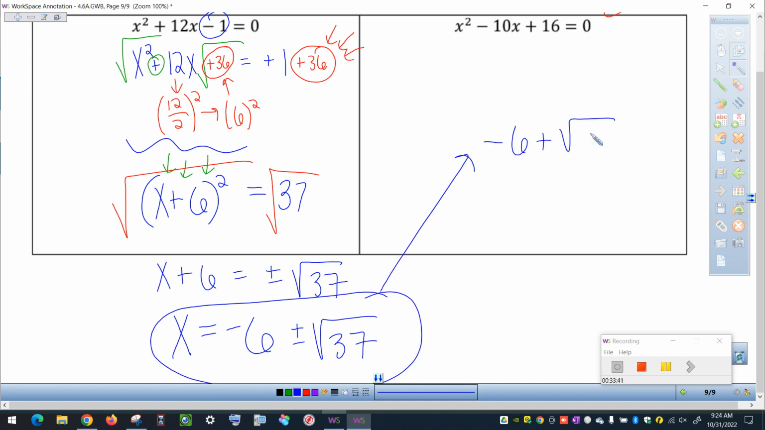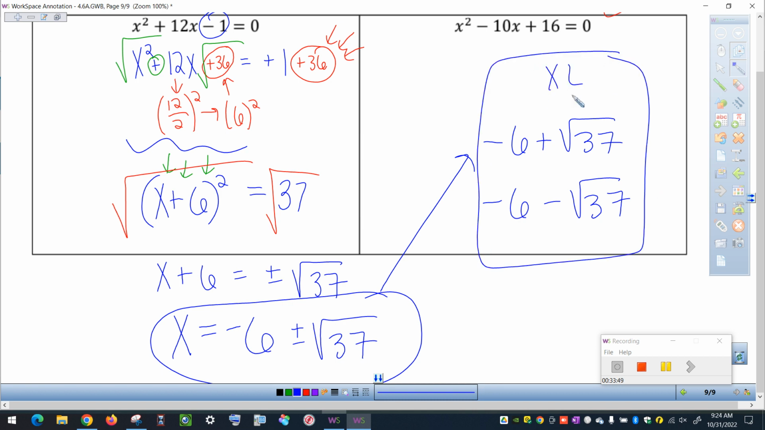Now, if we were doing this in Math Excel, this is how you would split it up. So you would write negative 6 plus square root 37, and then do a comma, and then you would do negative 6 minus the square root of 37.